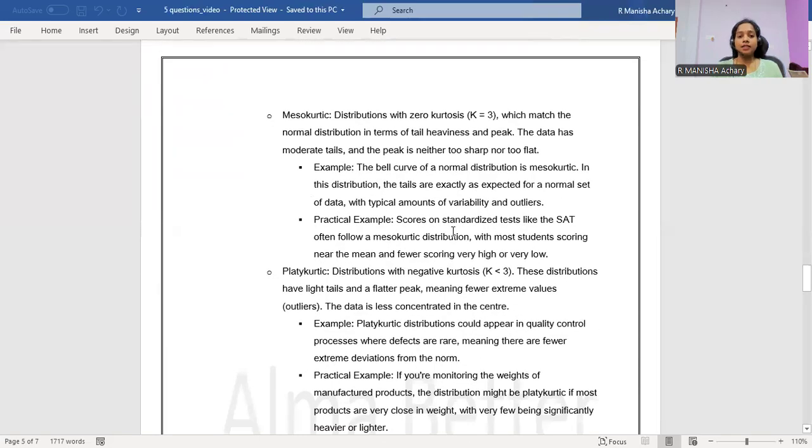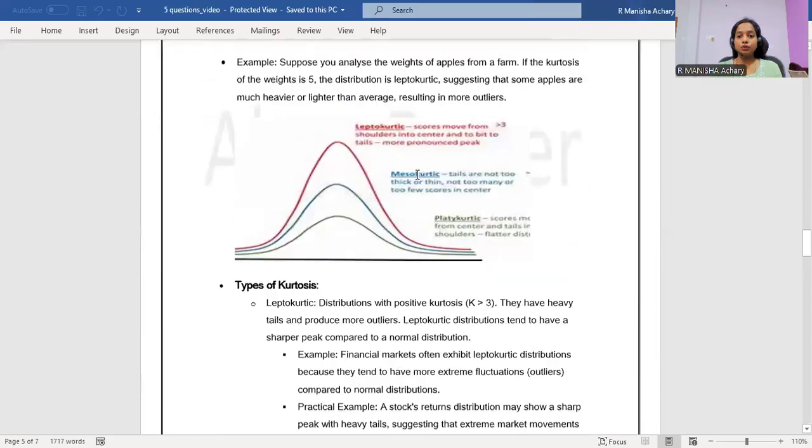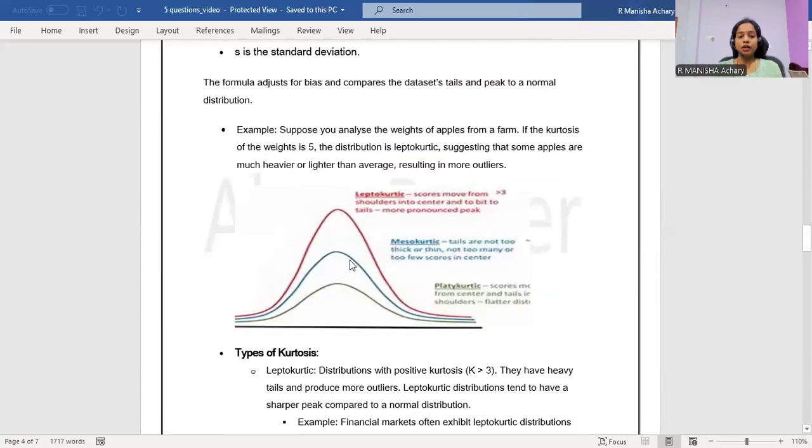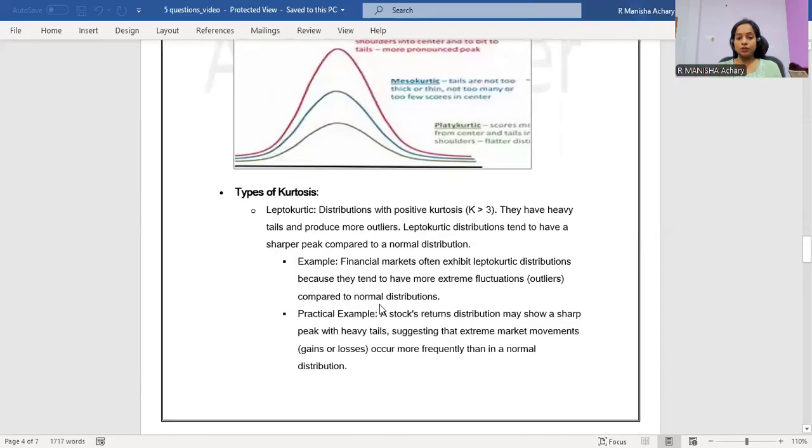Next is the mesokurtic distribution with zero kurtosis, which matches the normal distribution in terms of tail heaviness and peak. The data has moderate tails and the peak is neither too sharp nor too flat. Like in this image, the second one: neither too sharp, neither too flat. The tail is also neither too flat nor too high.